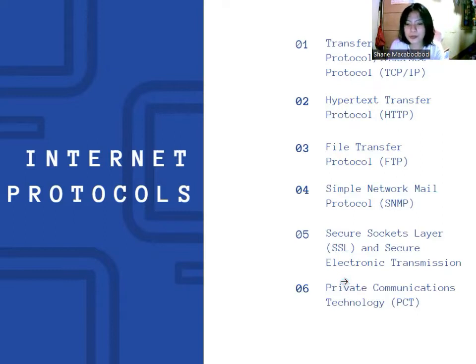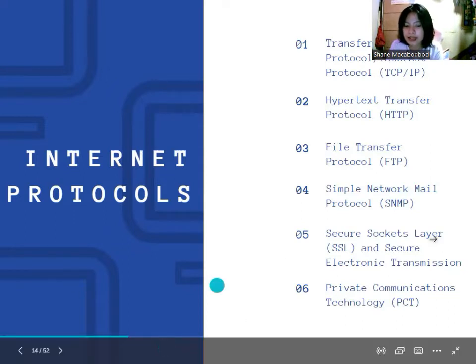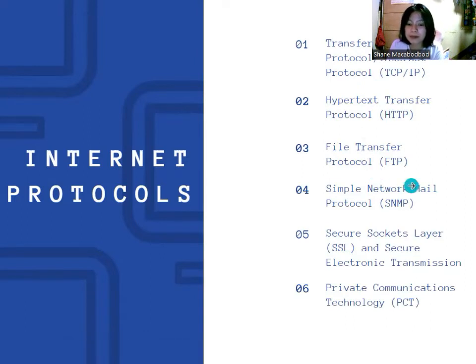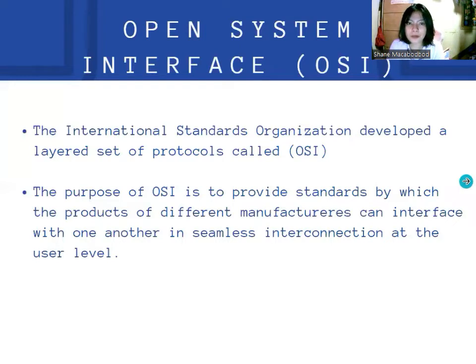Next is PCT or Private Communication Technology. PCT, it is like the SSL and SET, so they are the same except that the PCT is a higher level than the SSL and SET. So it supports authentication and encryption to secure privacy in internet transactions. So Open System Interconnection or OSI, the International Standards Organization developed a layered set of protocols called OSI. So the purpose of OSI is to provide standards by which the products of different manufacturers can interface with one another in seamless interconnection at the user level.